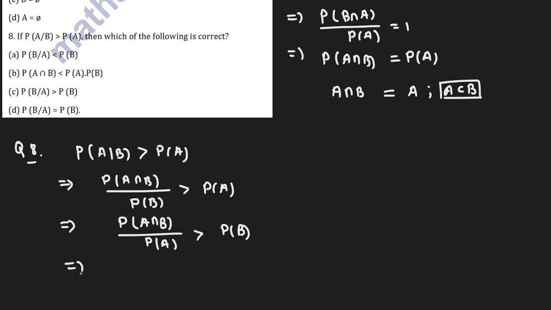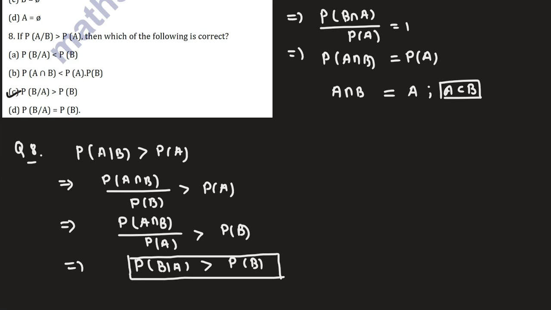which is greater than probability of B. Now this is the definition of probability of B given A. We notice that it is greater than probability of B. So here the simple trick is you just interchange the probability of A and the probability of B quantity, then you will get the answer, and this is nothing but option C, which is the correct option.